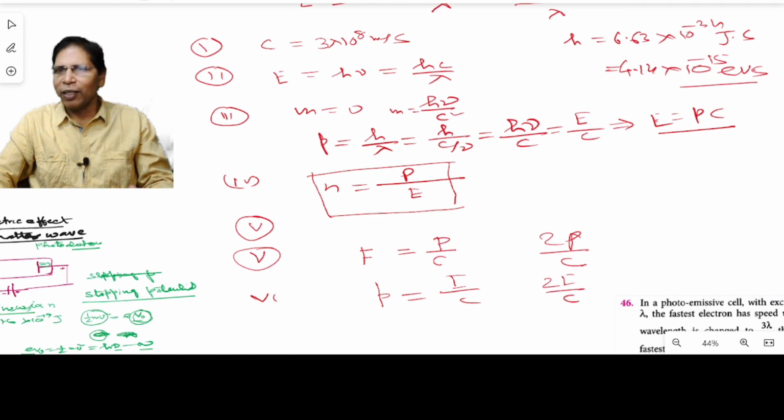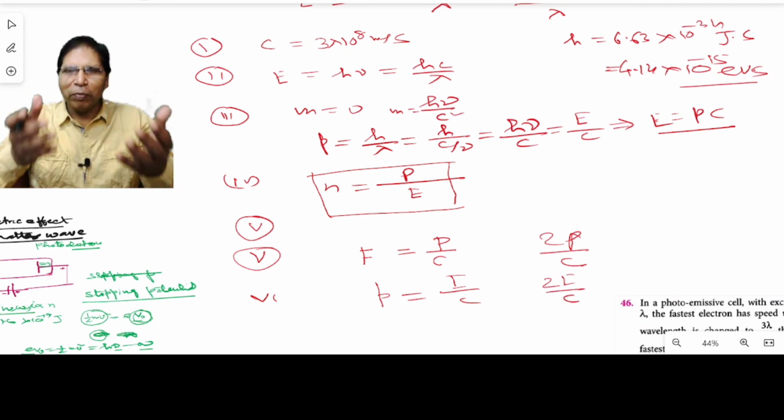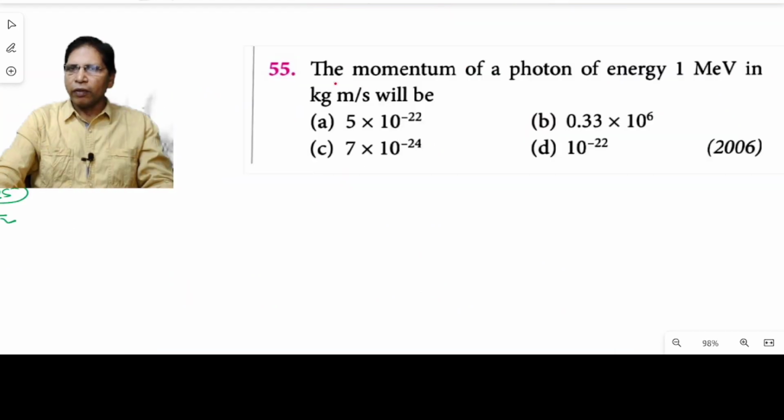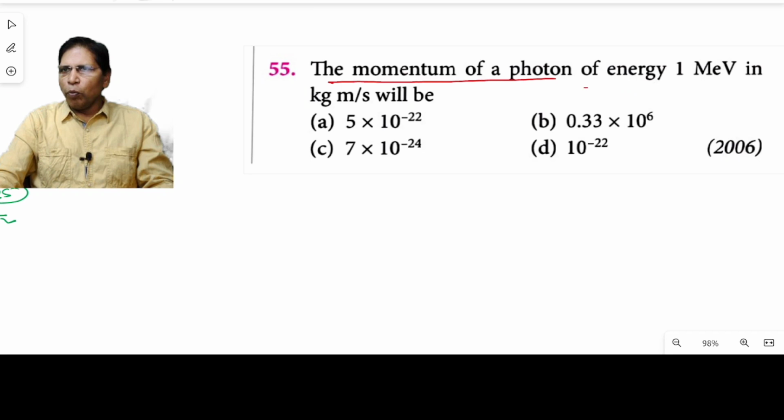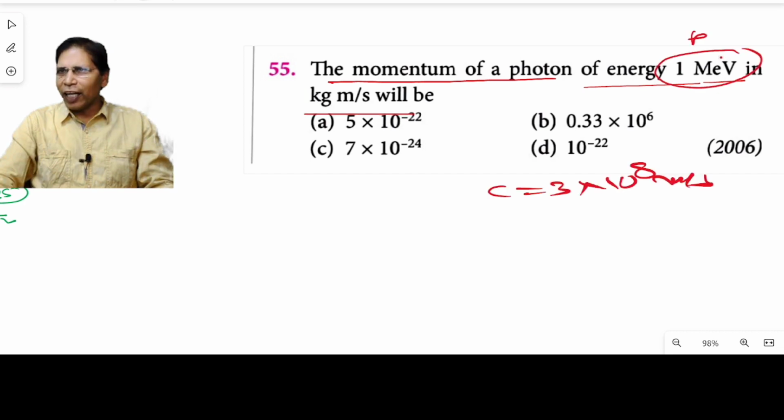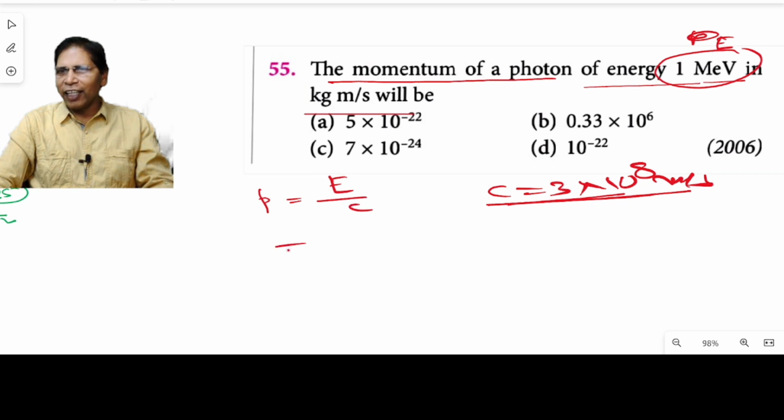Now some numericals relating to a photon's properties. The momentum of a photon of energy 1 mega electron volt in kg meter per second will be. Now look at this. This is the energy of the photon. This is the velocity of the photon. So P equals E by c. Now what is E? E is 1 into 10 to the power 6 eV.